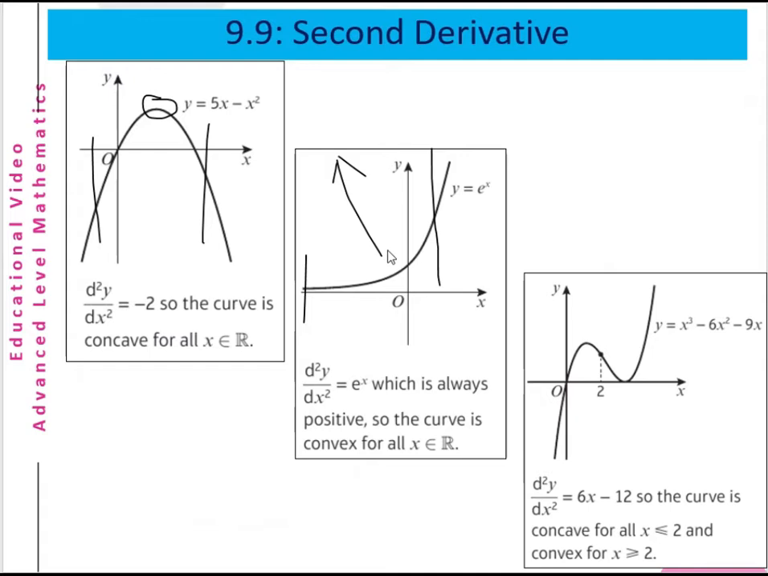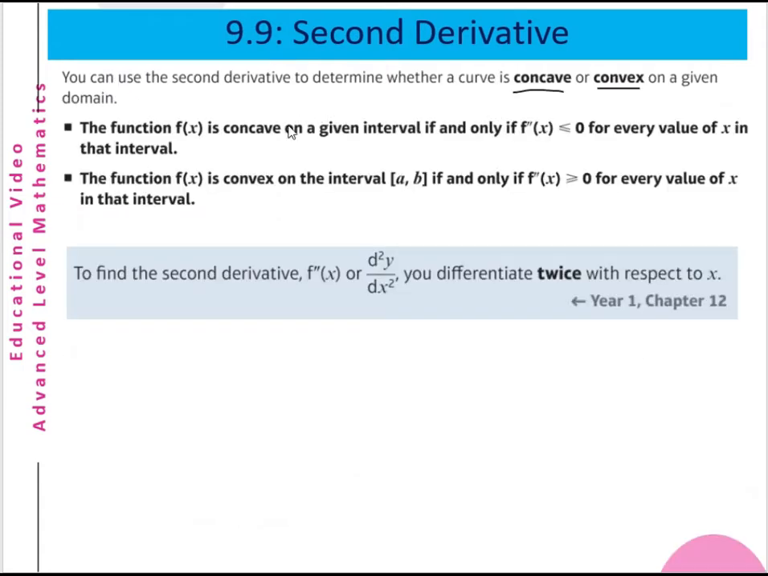This is the concave. To this range, to 2, this is concave. And from here, from 2 to more than 2, this is convex. So this point, we call it the point of inflection. So we look at the definition.